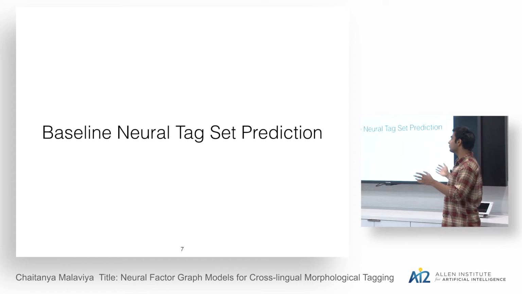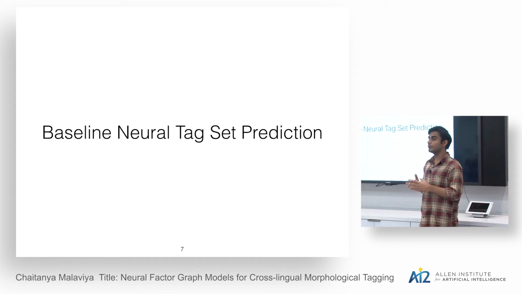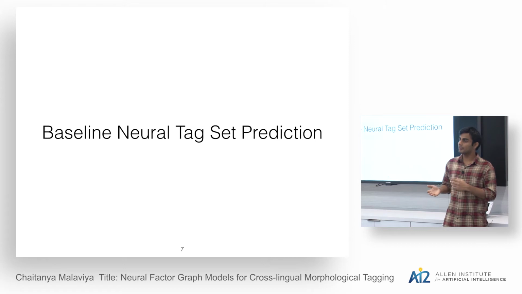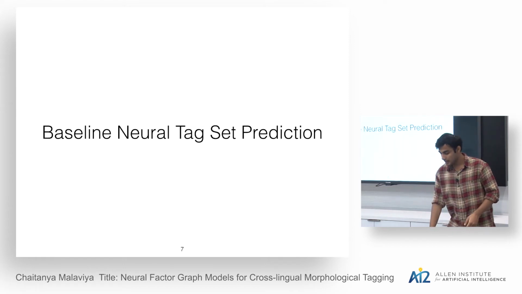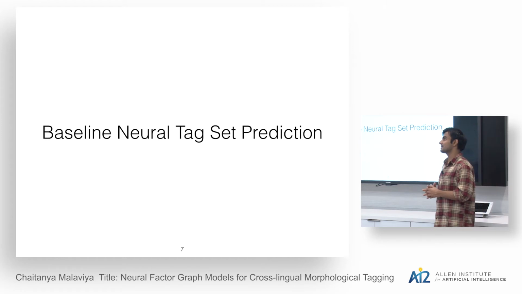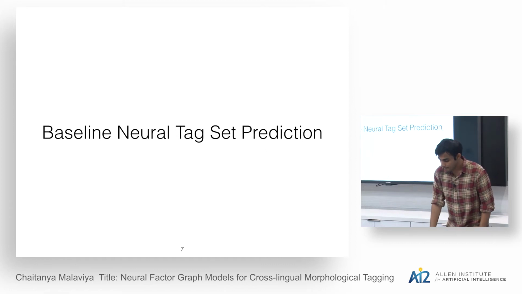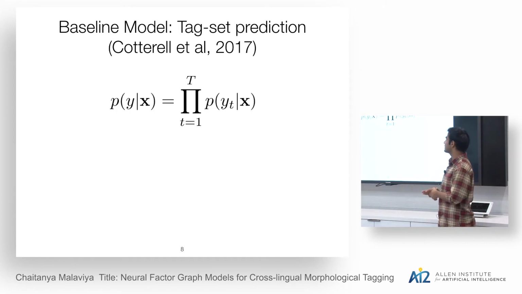So now I'm going to move on to describe the baseline neural model, which tends to perform really well on this task. This model considers its output space as the set of tag sets that are seen in the training data. So all the tag sets that are seen in the low resource language data, which is very little, as well as the high resource language.